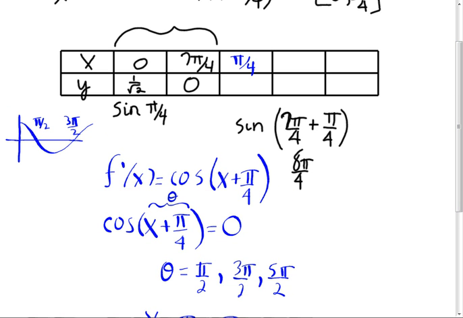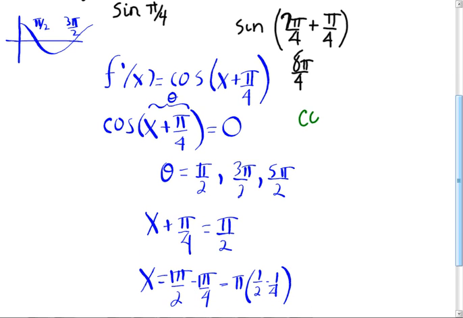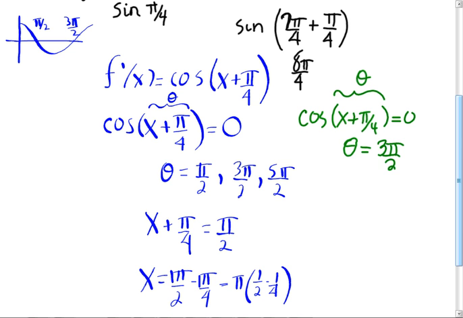Well, guess what? We have to do this again. The cosine of x plus pi over 4 has to be equal to 0. I called that theta. I don't care what's in there. My angle now is going to be 3 pi over 2. Well, my angle is x plus pi over 4. It's just a shift. That's all it is. A translation. Now solve for x. What is x?